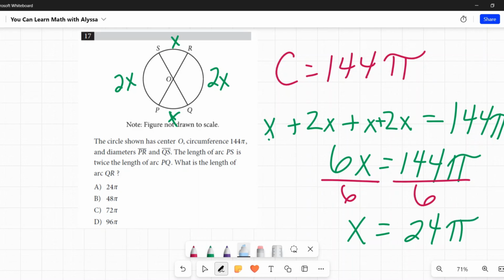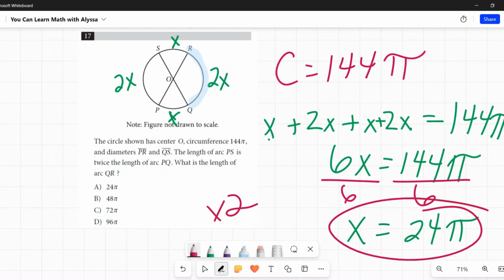Now they want to know the length of arc QR, and I've said QR is 2 times x. So I'm going to take that x and multiply it by 2. 24 pi times 2 is 48 pi. B is my answer.